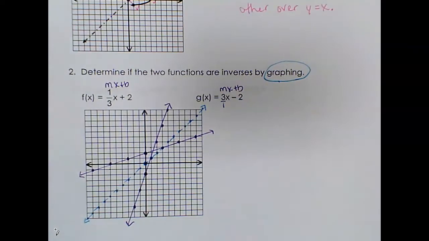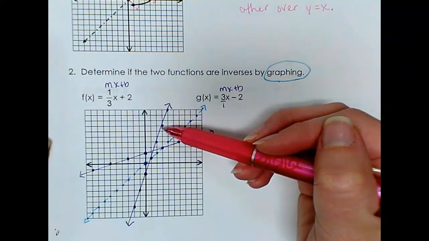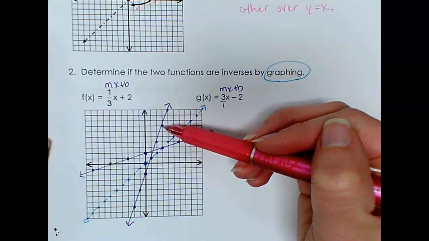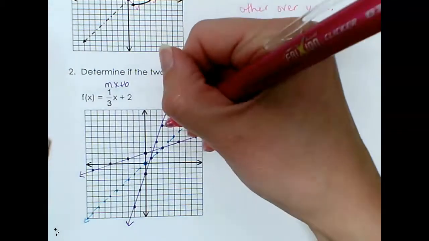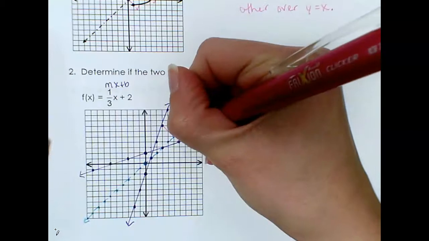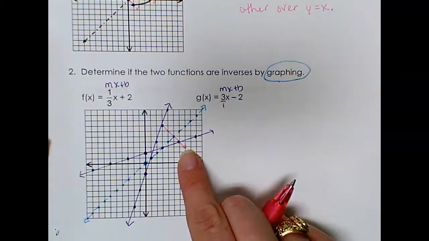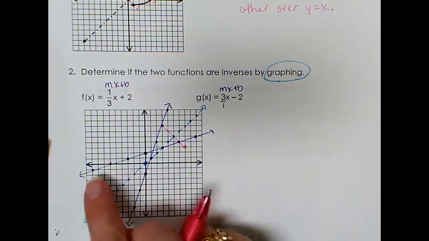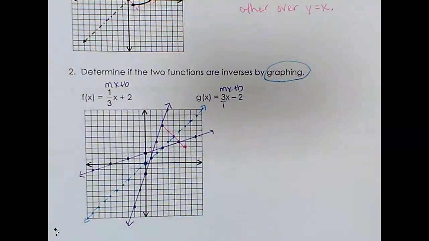So I'm going to start with this point just because it looks like a nice point to start with. You can really start with any point, but make sure that you check all the points until you find one that possibly doesn't work as a reflection. I'm going to count diagonally 1, 2, and I'm going to count past it 1, 2. There is no point on my first line that goes through this point right here. Not at all. So that means that this line and this line are not reflections of each other over the line y equals x.